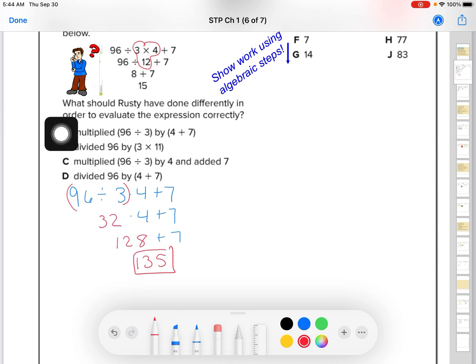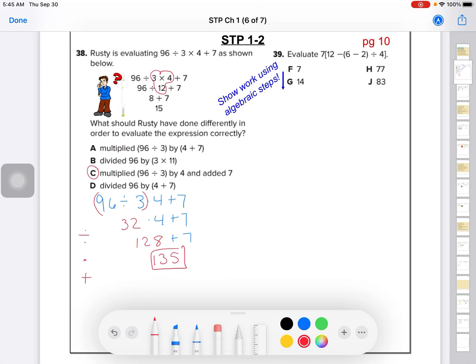So now I have to look and say, which one of these show that you divide, then multiply, then add? Well, they kind of write it in a funny way. And the answer to this one should have been C, because what we did is we multiplied this division by 4, and then we added 7. So C is the correct way to solve this problem. It's what Rusty should have done.